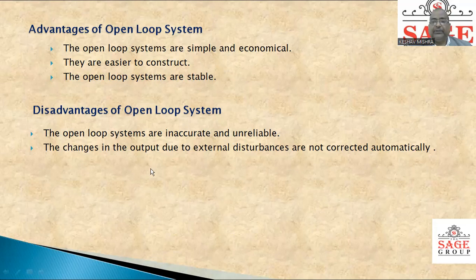But as far as disadvantages of open loop systems are concerned, inaccuracy is there, and they are unreliable. They cannot take corrective action because no feedback link, no feedback mechanism, is provided in the open loop control system. So these are the two disadvantages associated with the open loop control system.